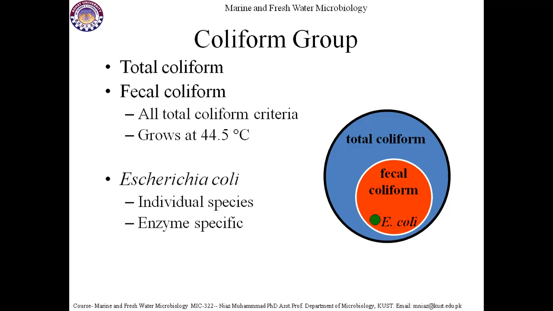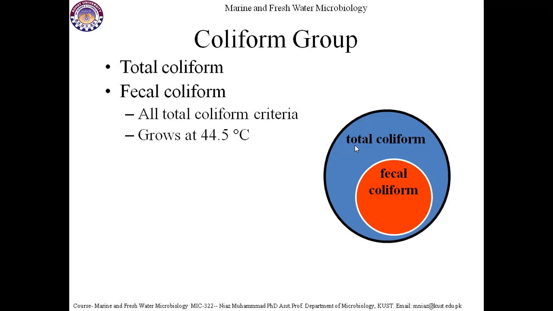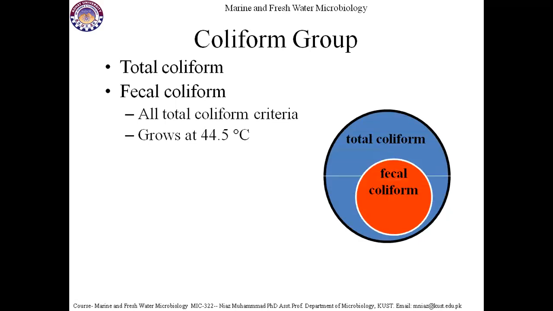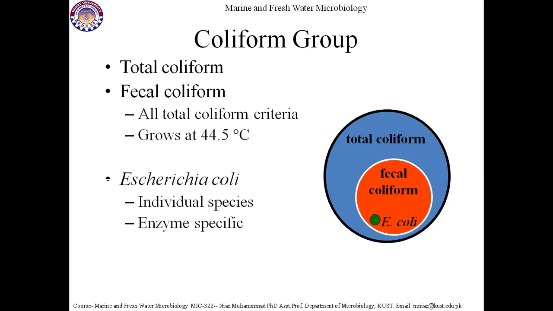Escherichia coli is an individual species, and this is enzyme specific. First we are checking total coliform, then we are checking fecal coliform, and lastly we are checking E. coli, which is an individual species and it is enzyme specific.